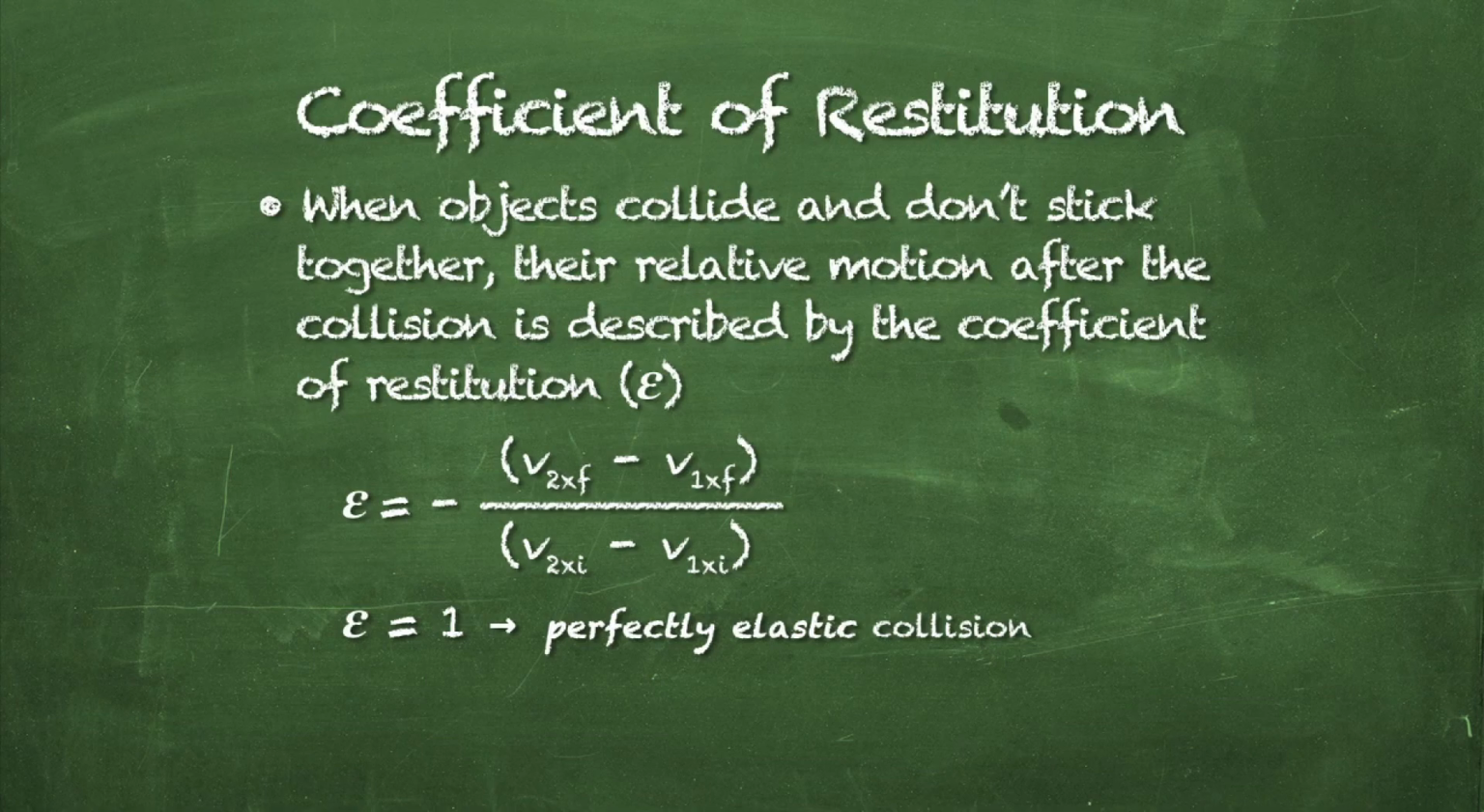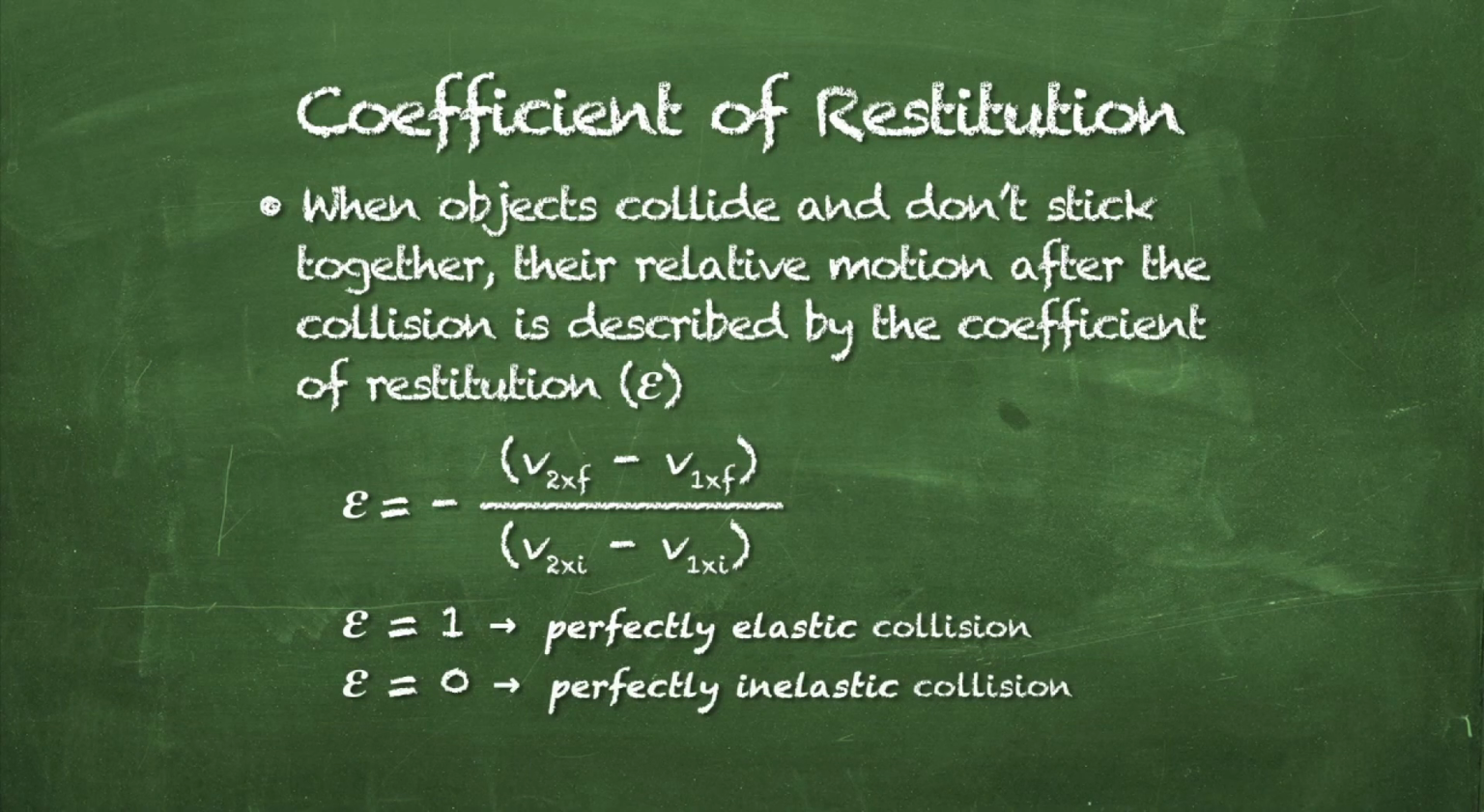That also means, as I'll show you in a second, that the total kinetic energy of the two objects is conserved. So no energy is lost in the collision. The other end of the spectrum is where E is equal to 0. And if E is equal to 0, taking a look at our equation, you can see that V2x final must be equal to V1x final, so that the two objects are not moving relative to each other, they're stuck together. And that actually represents the greatest possible loss of kinetic energy in the collision.